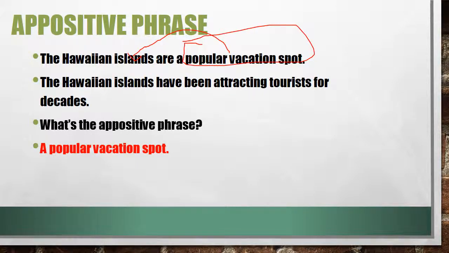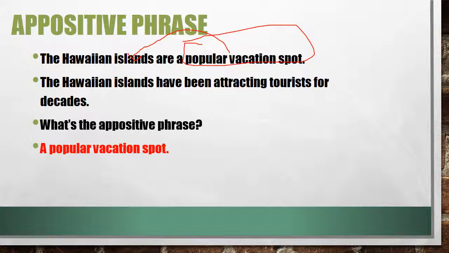Hopefully you figured out a popular vacation spot. These words right here, let me turn my pen on. These words, a popular vacation spot, are a noun or a group of words that describe the Hawaiian Islands, because remember, appositives are going to simply describe, and there aren't any group of words in this second sentence here that actually describe the actual islands. The only sentence that did that was the first one, a popular vacation spot. So once you have identified what the appositive is, what do you do? Yeah, you pull it out. Just go on and pull it out.